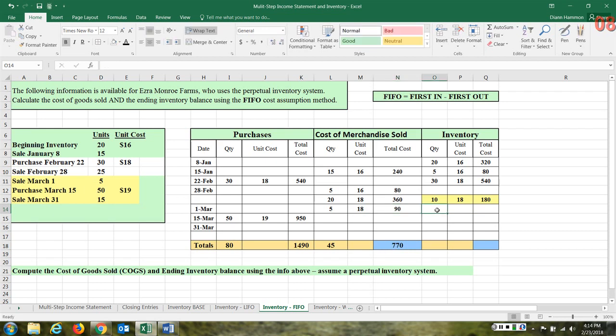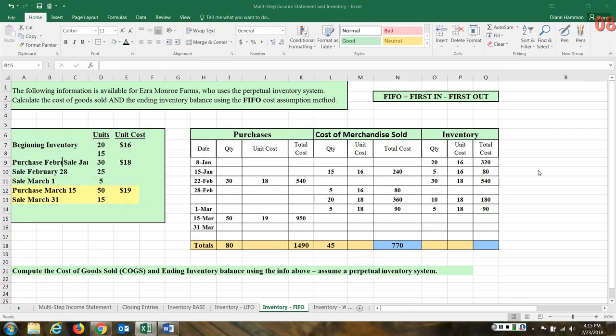Next question, okay, what's left in inventory? I had 10 units here. I sold five of them, so there are five left, and they're valued at $18 each as well. We just sold half of what we had at that point.